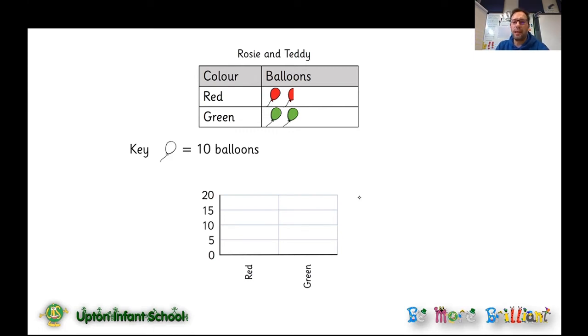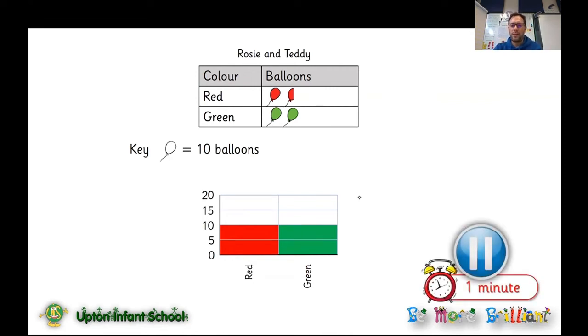Okay, let's see if we can put that information onto a block diagram. Now, let's work this out. So we've got our red balloons and that key means 10 balloons. Well, I can see there's 2 pictures of red balloons. So if I color in 2 blocks on my block diagram, is that right? What do you think? There's also 2 green balloons. Shall I colour in 2 blocks on my block diagram? That looks about right. There's 2 red balloons and 2 green ones. Something's not right, is it? What's the problem with that? Can you have a think what I've done wrong?